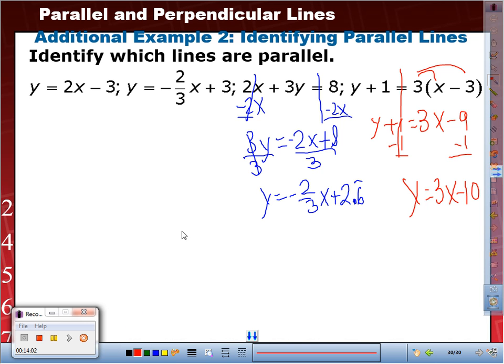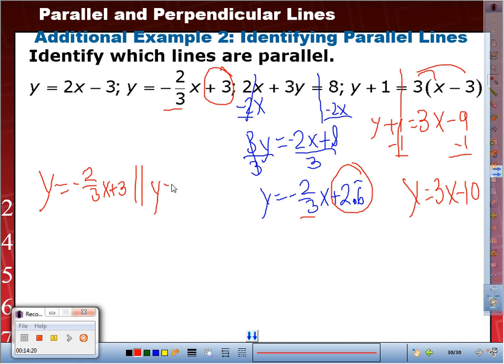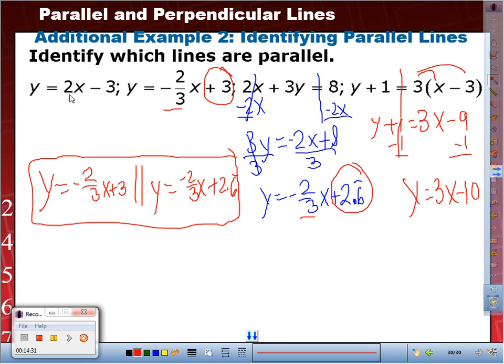The second and the third, do they have the same slope? Yes. Do they have different intercepts? Yes, they do. Therefore, they are parallel. Y equals -2/3 x plus 3 is parallel to y equals -2/3 x plus 2.6. And we're done. Are the other two parallel? No, because the slopes are totally different.